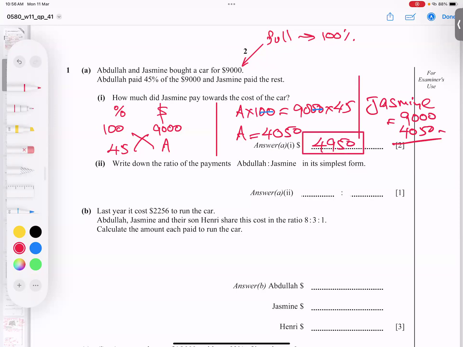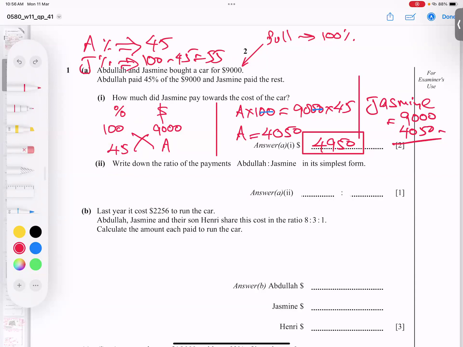Or second option, if you want to save time. How can you save time? Rather than writing 45 here, if Abdullah's percentage is 45, what is Jasmine's percentage? Out of 100, subtract 45, so this becomes 55%. We can write 55% directly here and cross multiply. So no need of long working, right?